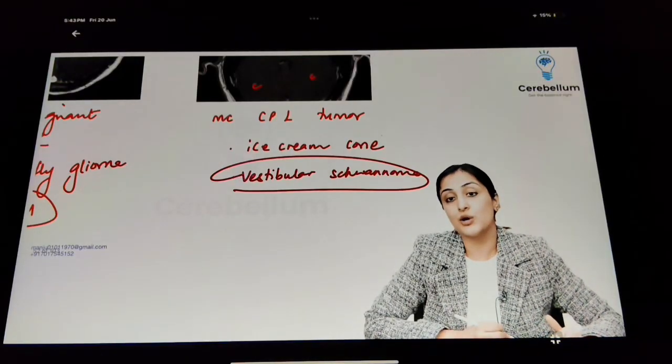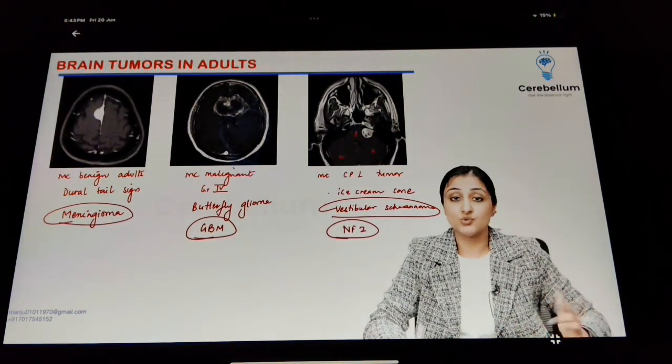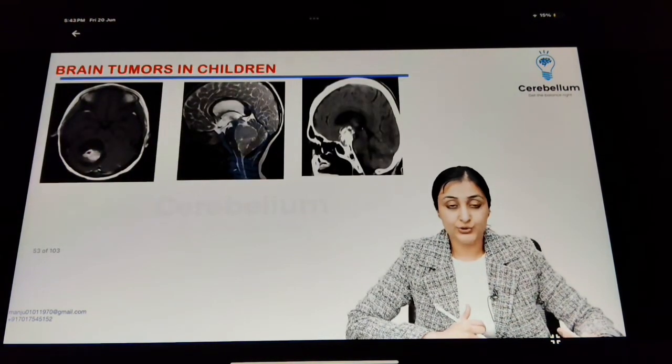Which syndrome will you rule out when you see bilateral vestibular schwannoma, or even a single one? This is associated with NF2, right? So neurofibromatosis 2, where the hallmark is vestibular schwannoma. Moving on to tumors in children now.